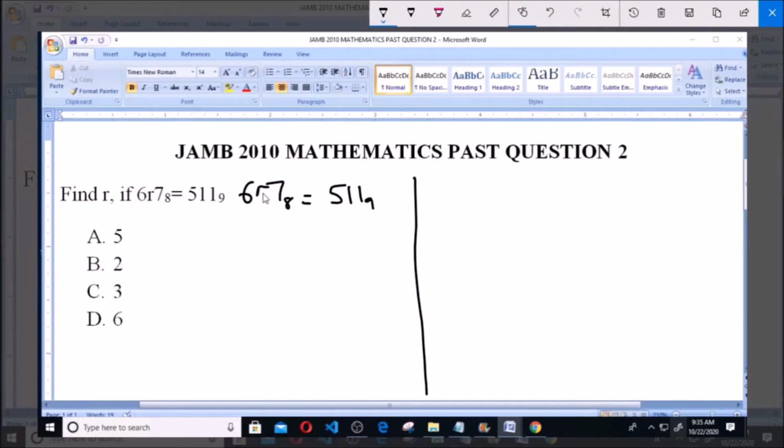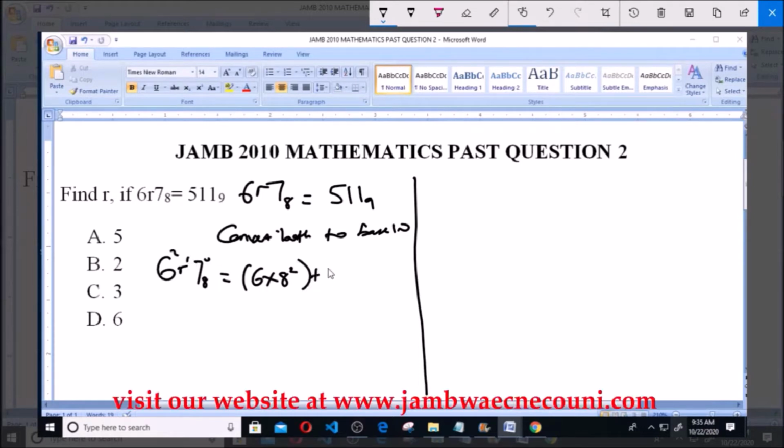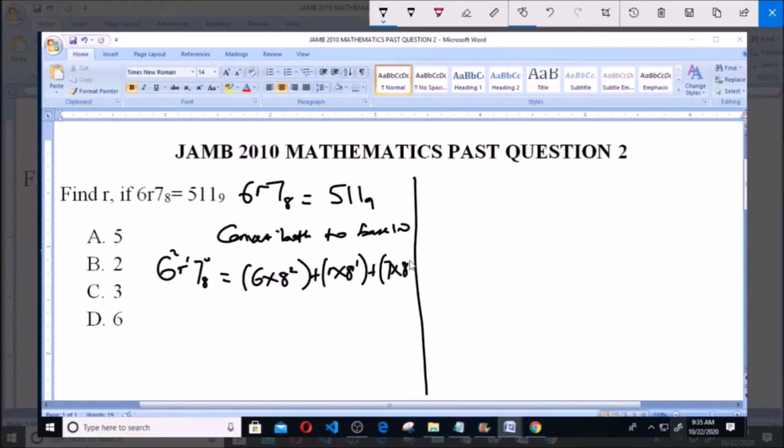Now for us to be able to find R, we have to convert both sides to base 10. Since they are in different bases, we can't find R directly, so converting them to base 10 will enable us to get the value of R. So we convert both sides to base 10. Therefore 6R7 base 8 will be equal to 6 multiplied by 8 raised to the power of 2. Remember the powers go from the right to the left, starting from 0, so 0, 1, 2, plus R times 8 raised to the power of 1 plus 7 times 8 raised to the power of 0.